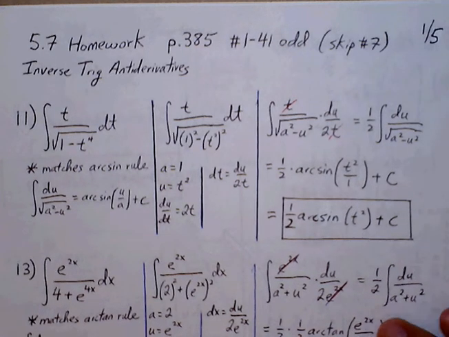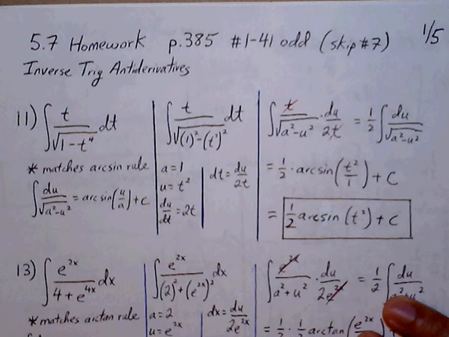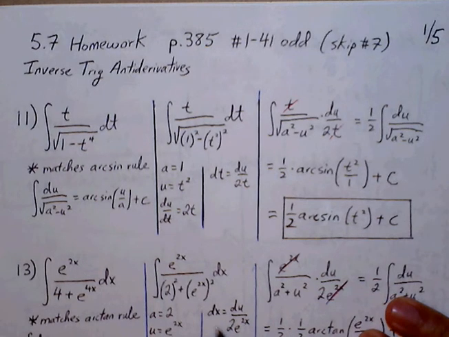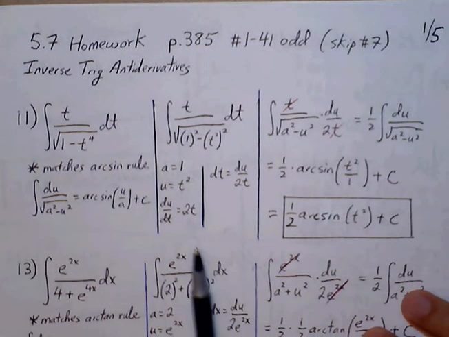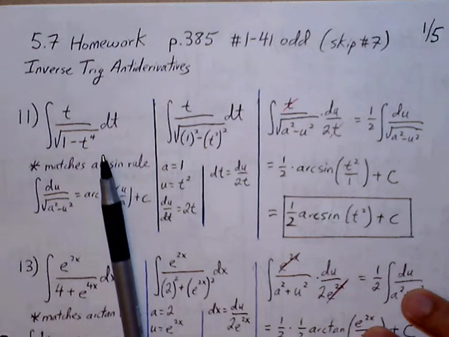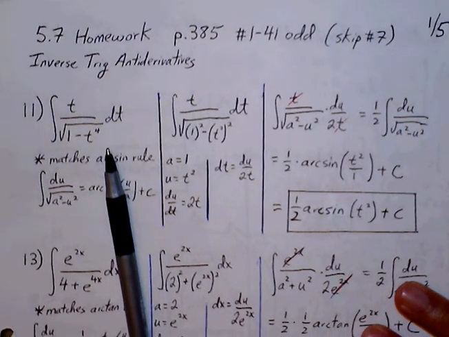Let's start looking at some homework problems from section 5.7. Let's look at number 11. We have the integral of t over the square root of 1 minus t to the fourth.